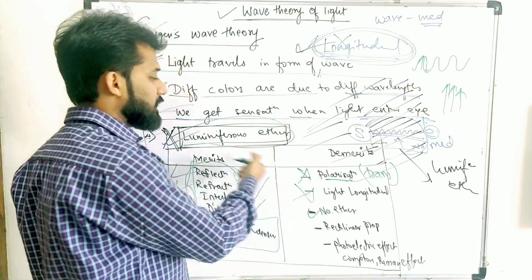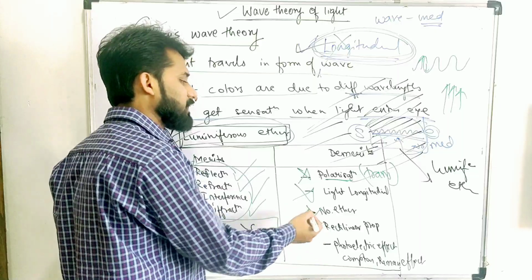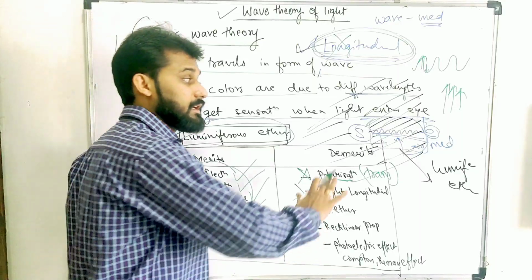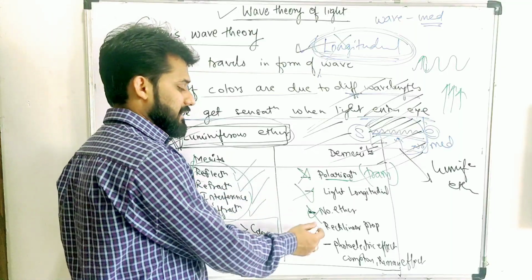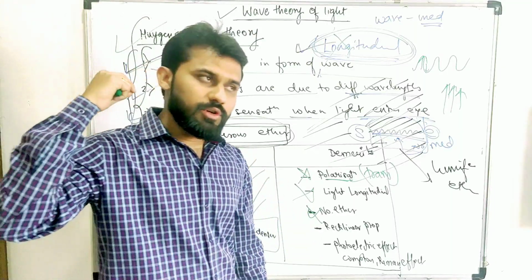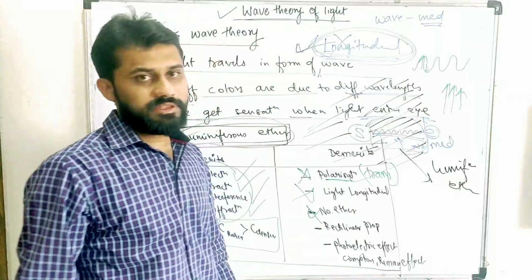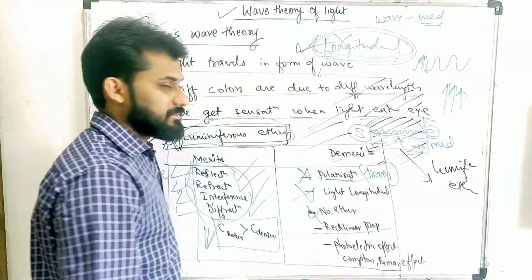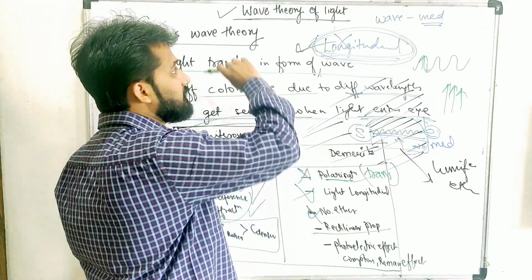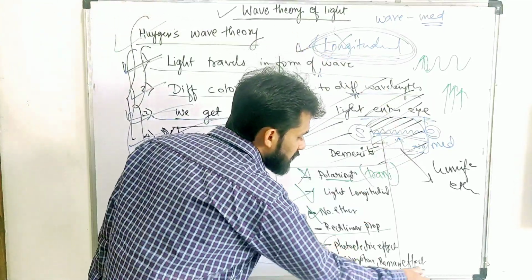Third is no ether. I have already explained ether is nothing, just a point made up in order to explain how light can propagate from the sun to the earth. Then rectilinear propagation. Rectilinear propagation means light travels in a straight line with a very large speed. So the straight line motion of light could not be explained. And the last point was that wave theory could not explain these particular effects.